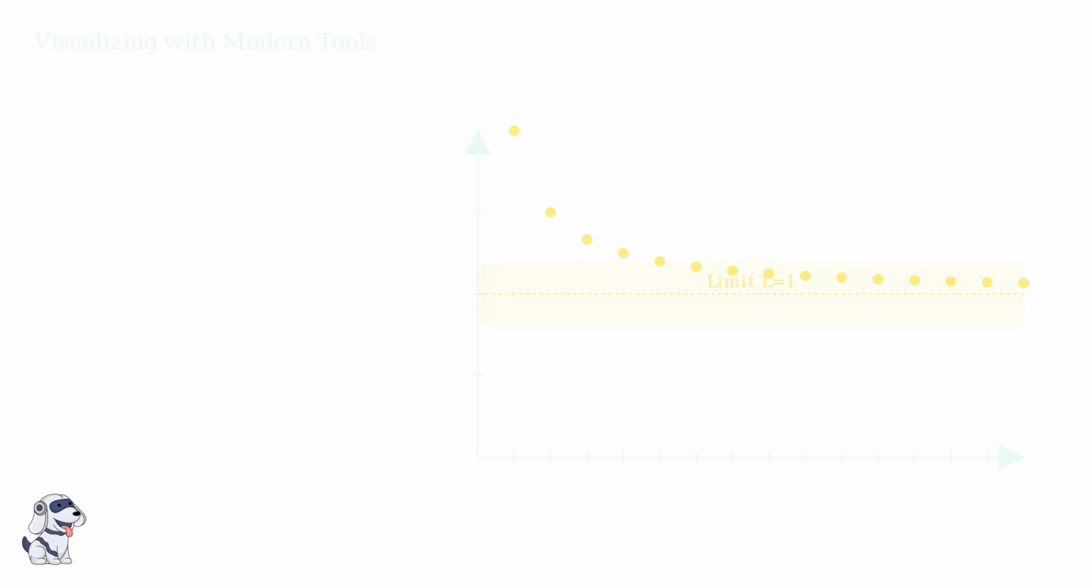Modern software allows us to draw a neighborhood around the limit. As n grows, the sequence enters this narrow band and stays there, which we call the tail of the sequence. This visualization helps build computational intuition, letting you see the rate of convergence firsthand. It's an essential step in mastering calculus.